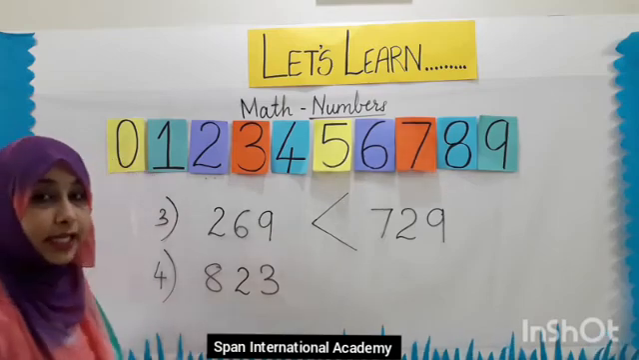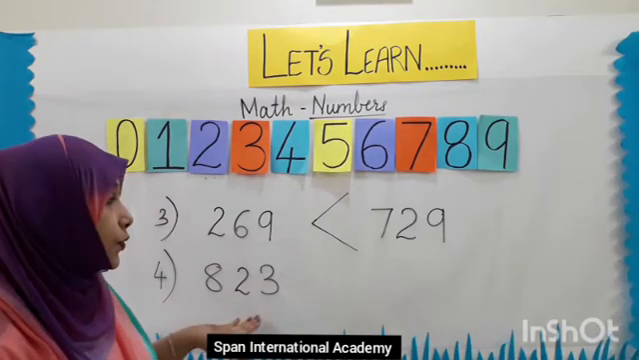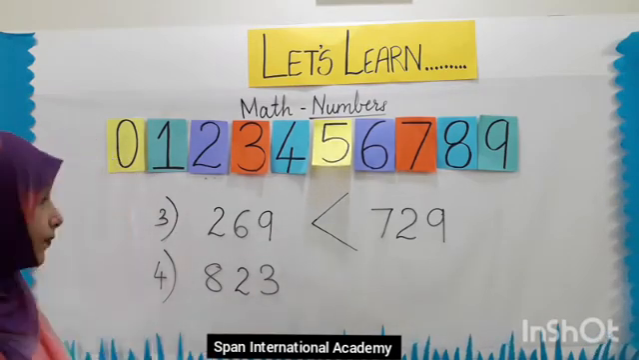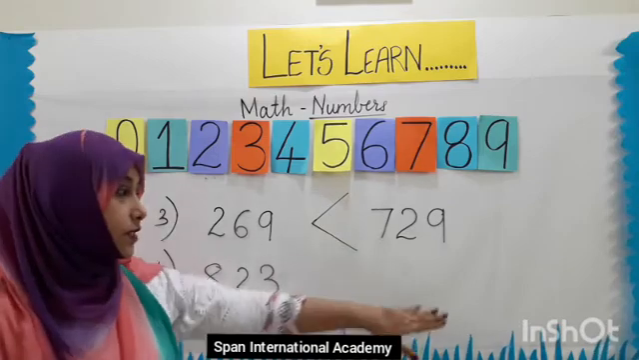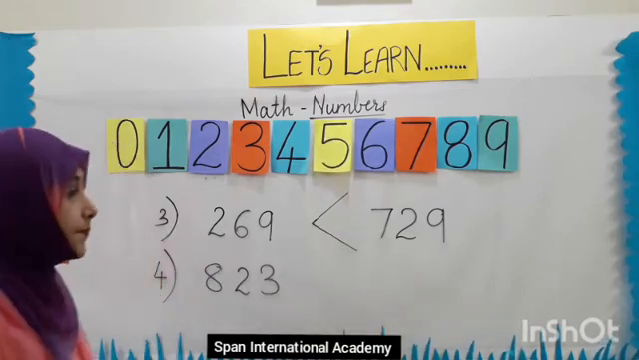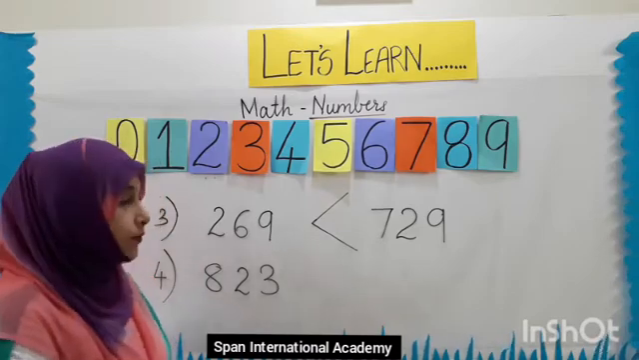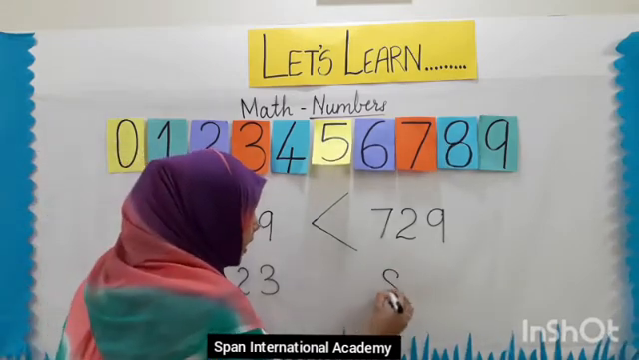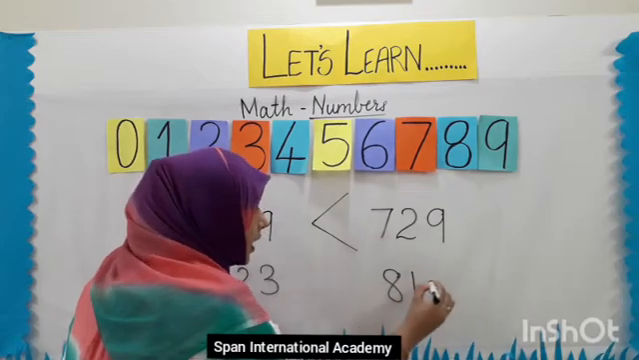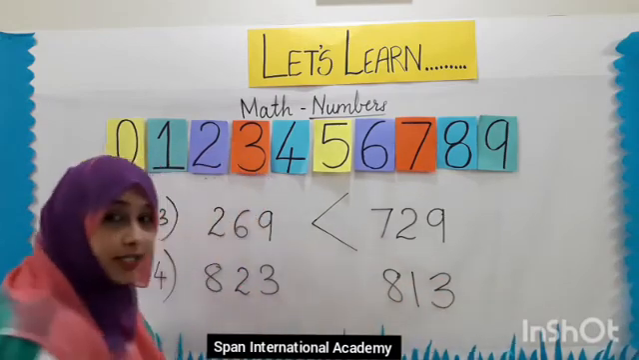I have written the number 823. And what will be my second number? My second number is going to be, grade 2, 813.